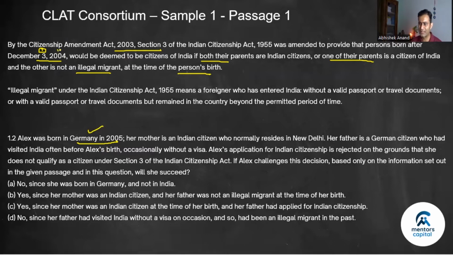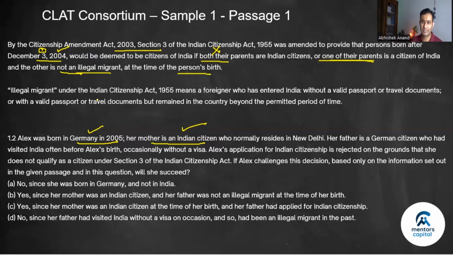So this condition is satisfied. Are both her parents Indian citizens? No. This one is not satisfied. So this one can still be satisfied: one of the parents is a citizen of India. Her mother is a citizen of India. Passes. Now the second condition is that the other is not an illegal migrant. When? At the time of Alex's birth.